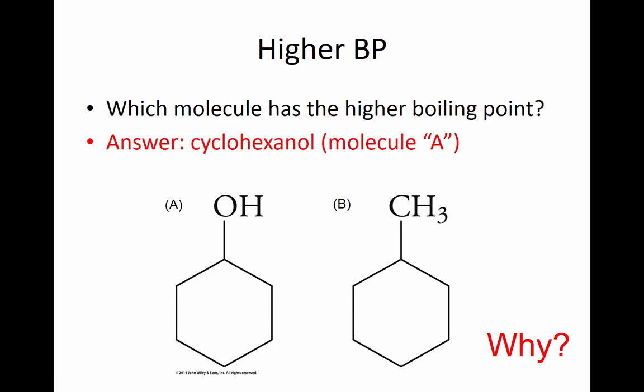Why? We talked about this just now. Because it has the ability to hydrogen bond with itself. So it has the hydrogen here attached to the oxygen. The hydrogen can be a hydrogen bond donor. The oxygen can be a hydrogen bond acceptor. So it can form hydrogen bonds in solution, which will raise the boiling point of the molecule in solution. A solution of cyclohexanol will have a higher boiling point than, say, a solution of methyl cyclohexane.